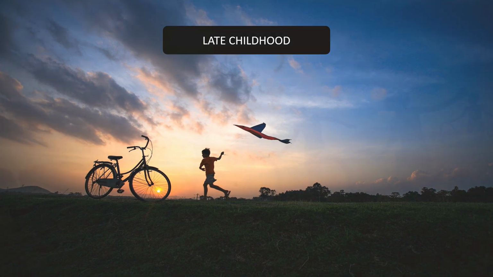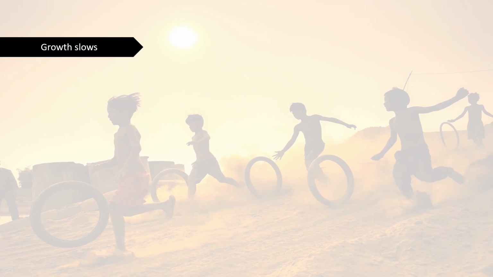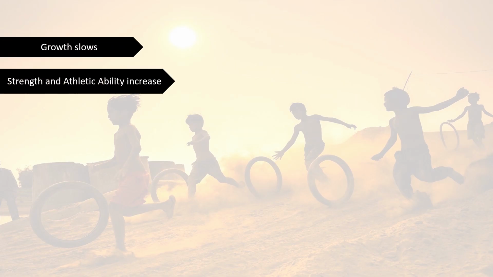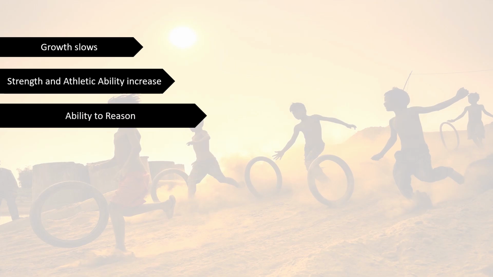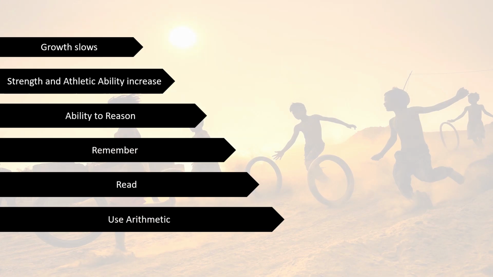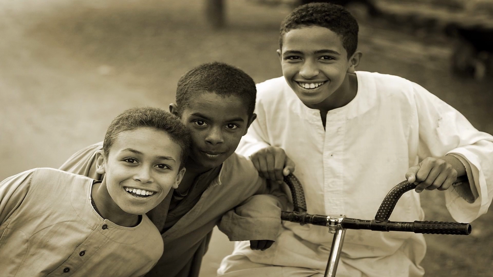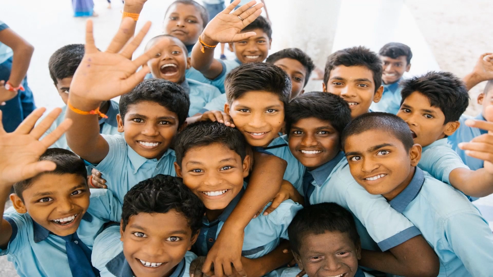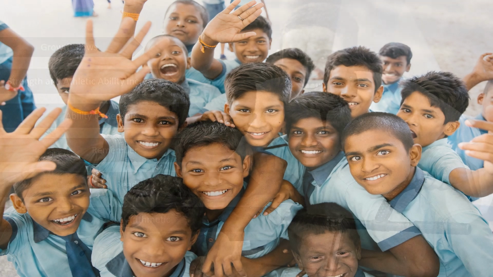Here we can see that the growth slows, strength and athletic ability increase, and improvements in the ability to reason, remember, read and use arithmetic will come. Then we can see the advance in cognition and gain in social experience. The child understands themselves and thinks about moral issues in more complex ways. Here we can see the expansion of the peer circle.